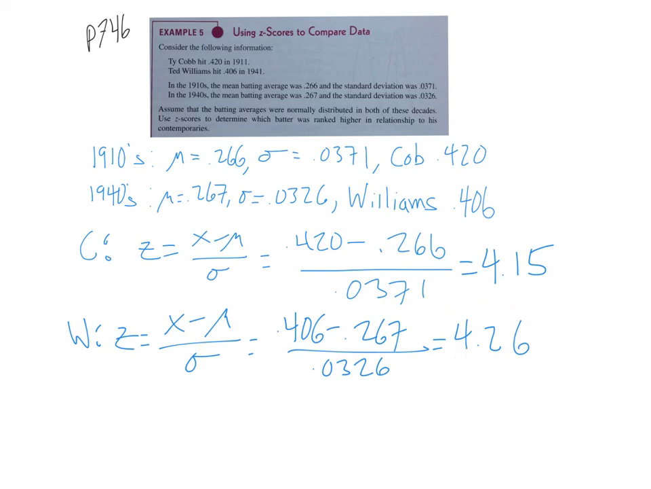So we're going to say that, how exactly do they want us to say it? Determine which batter was ranked higher in relationship to his contemporaries. There we go. So Ted Williams was ranked higher in relationship to his contemporaries because he scored more standard deviations above the mean with respect to all the batters from the 1940s. So there you go. That's how you can compare two values from data sets that can't directly compare very well. If you turn them into z-scores, that's one way of standardizing their value, and then you can compare those z-scores more directly.